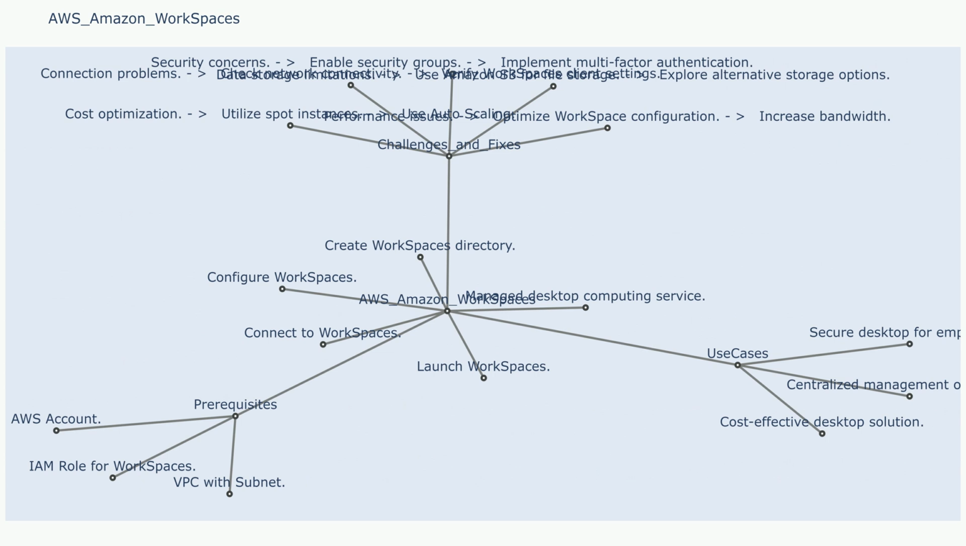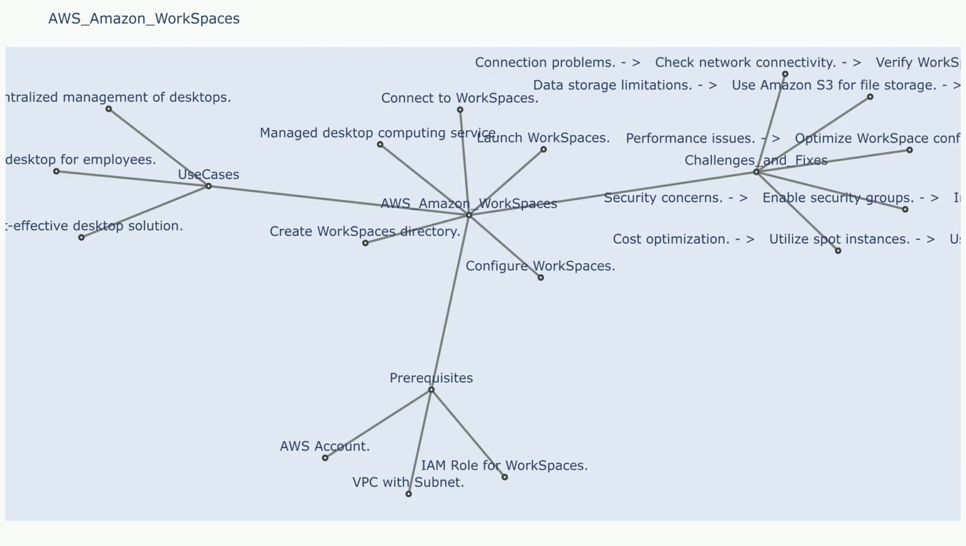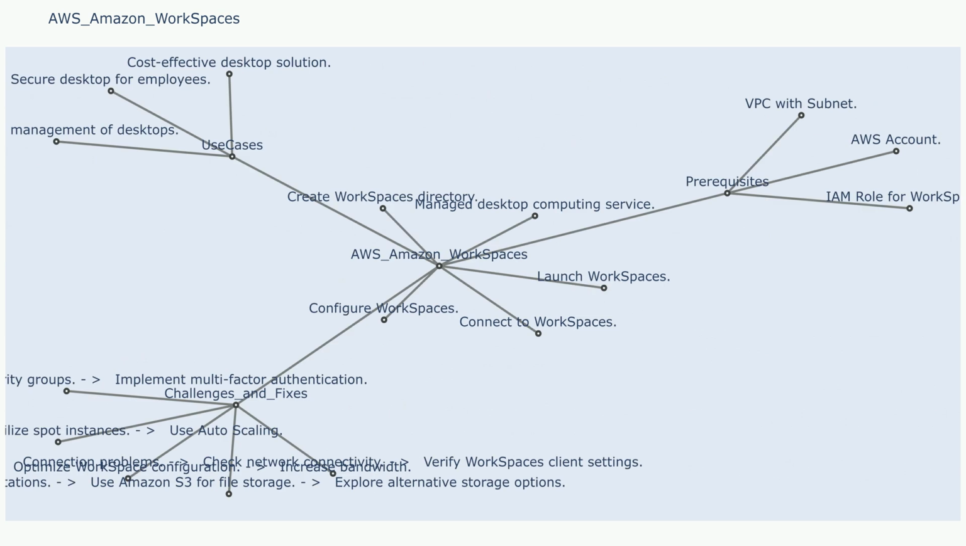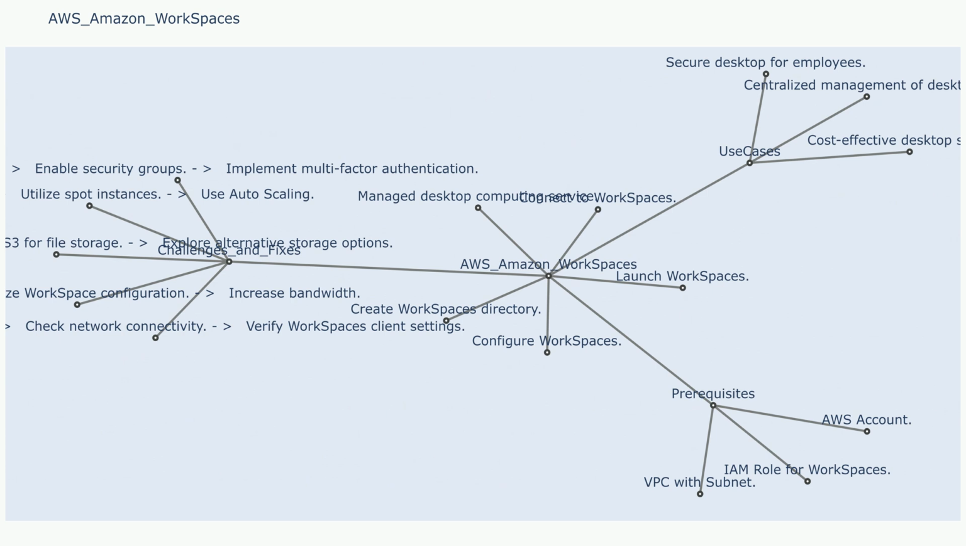Prerequisites: an AWS account is required to access and use Amazon Workspaces. A virtual private cloud (VPC) with a subnet is necessary to host the Workspaces instances. The subnet should have appropriate network configuration for communication with the Workspaces and other AWS services. An IAM role specifically designed for Workspaces is required to manage and access the service. This role should have the necessary permissions to create, manage, and access Workspaces resources.